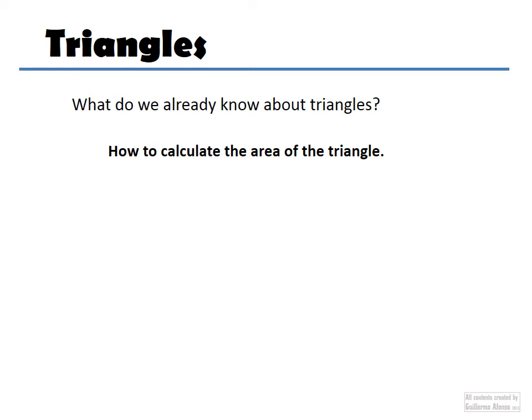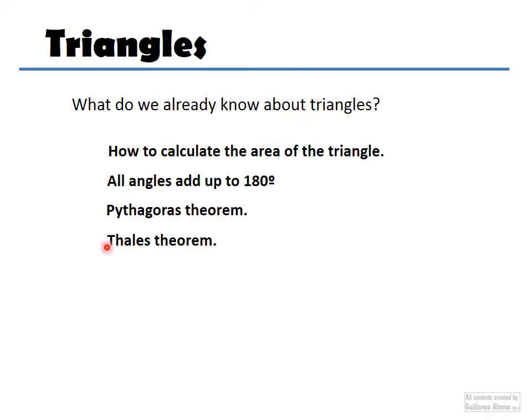Now, you probably know how to calculate the area of the triangle. You probably know that the angles of triangles always add up to 180 degrees. You probably remember something about Pythagoras' theorem. Maybe you've heard about Thales' theorem, and maybe you haven't, but once you see the theorem, you'll realize that you probably have studied something very much like this.